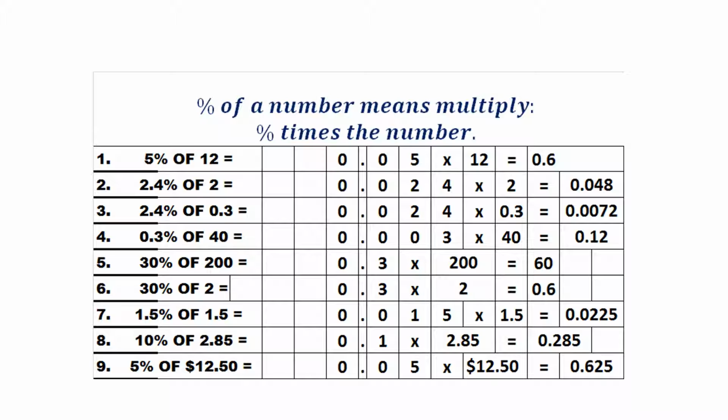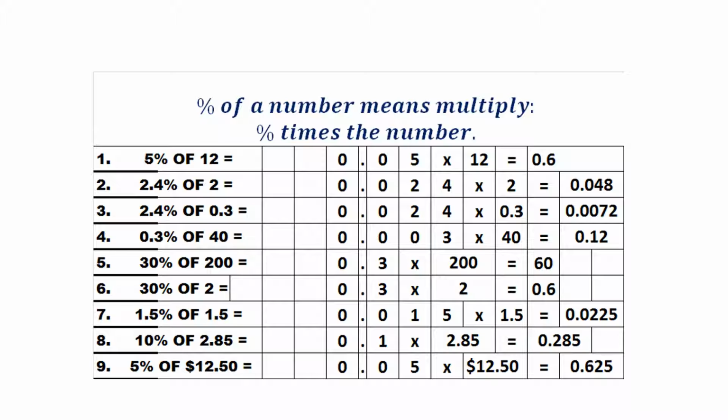And now we got 1.5% times 1.5. Well, you can do this. 15 times 15 is 225. And you count your digits up. 1, 2, 3, 4. 0, 1, 5, and the 1. Start on your right. Come back 4 digits to the left. That's 0.0225. And you got a 0 in front of our dot.